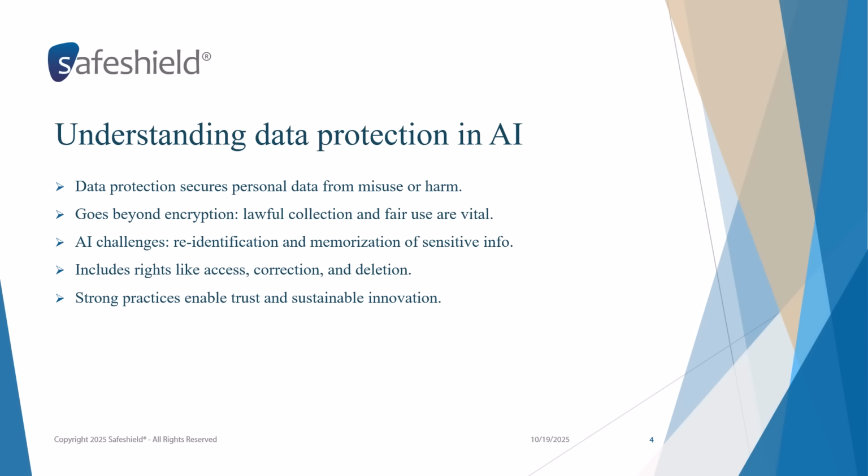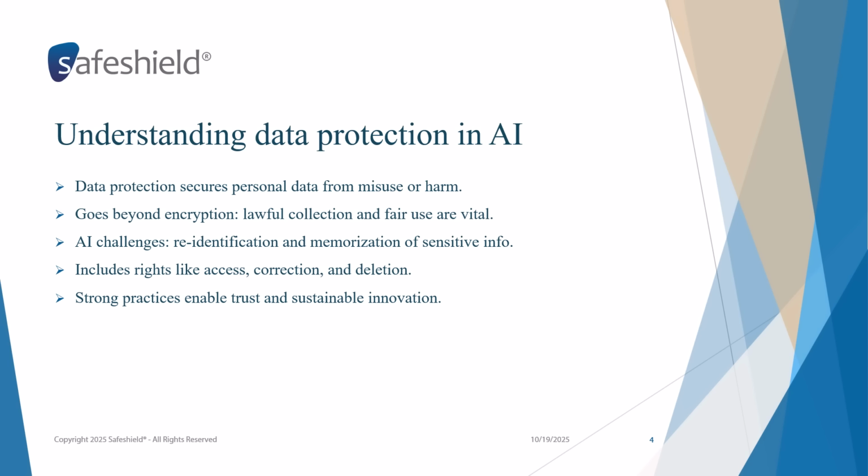Data protection also involves respecting individuals' rights. These include the right to be informed, the right to access and correct their data, and the right to have it deleted. In AI, honoring these rights requires designing systems that can trace, manage, and delete personal data upon request, a task that is technically complex but essential for compliance.